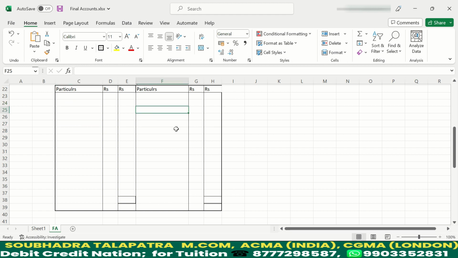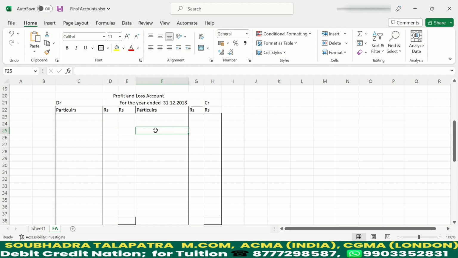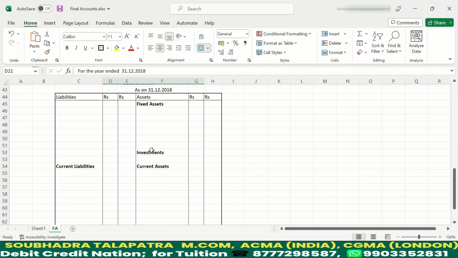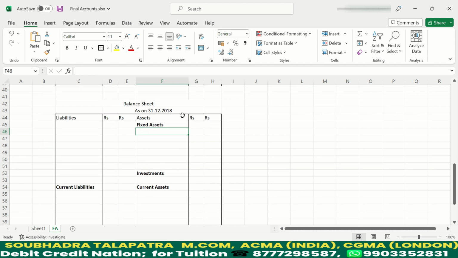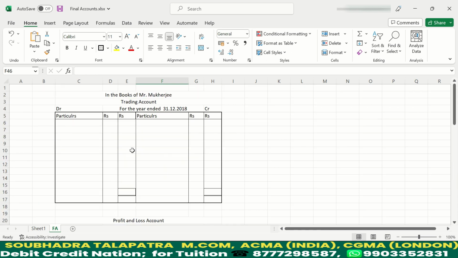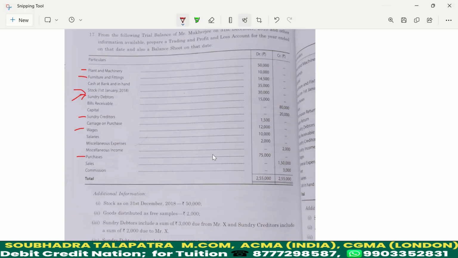Similarly, on the credit side I receive commission: January's commission, February's commission. That's why this is created throughout the year. But the balance sheet we don't start throughout the year. At the end of the year we create the balance sheet. That's why the balance sheet has as on, but the profit and loss and trading account are created throughout the year.